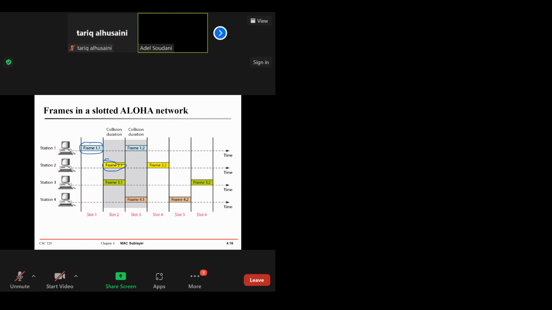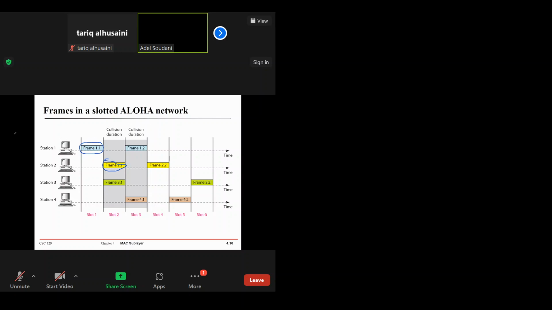They will retransmit after a backoff time that corresponds to a random value r multiplied by the slot of time. So the backoff time will not be equal to r multiplied by the propagation time, but rather r multiplied by the slot of time. That's the main difference with Aloha.